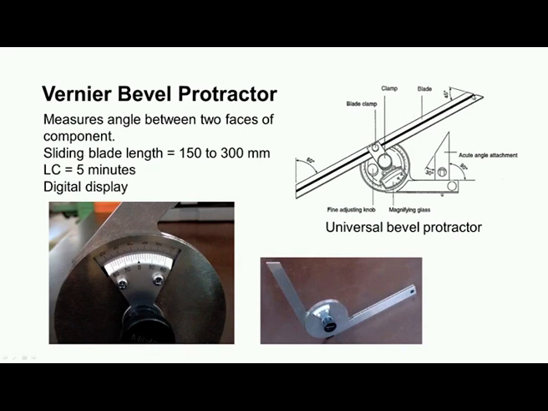So, this is again beveled at 45 degree, and this shows this angle is 60 degree. We can use these ends of the blade to check 45 degrees and 60 degrees. There is a magnifying lens for easy reading, and there is a fine adjustment knob for proper adjustment of the blades, and this is the clamp to clamp the blade to the body. So, with these additional attachments, the simple bevel protractor is called universal bevel protractor.